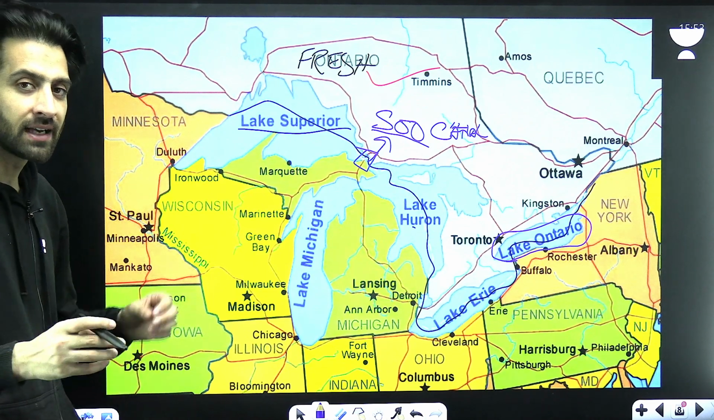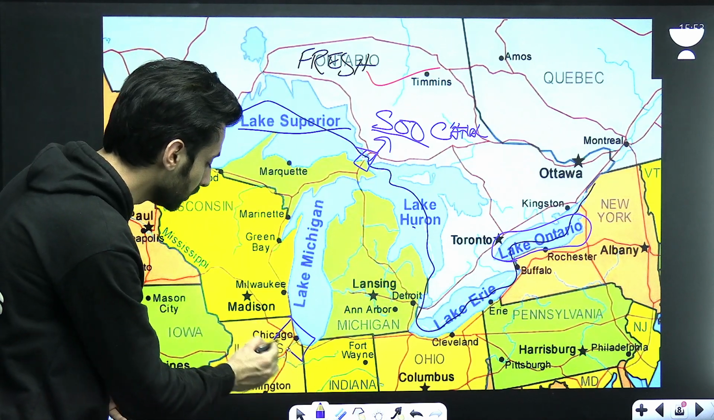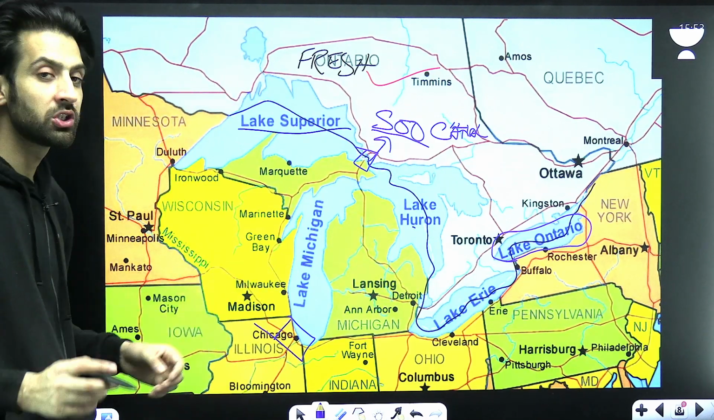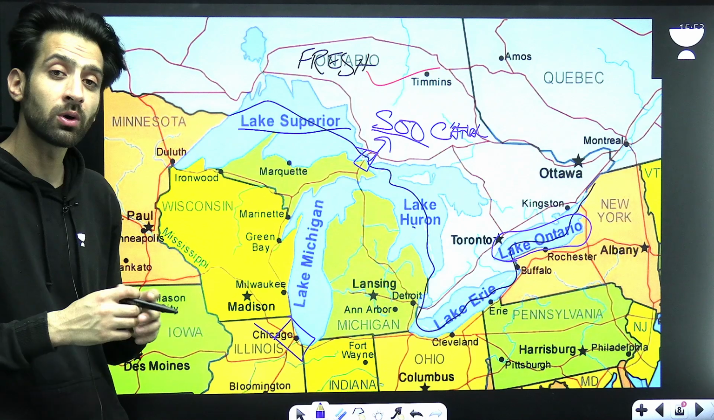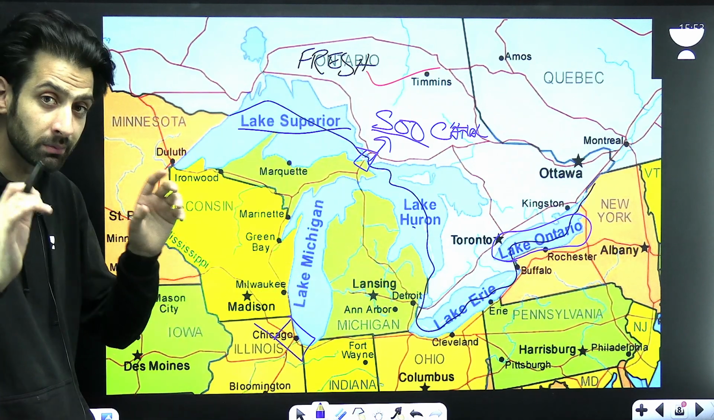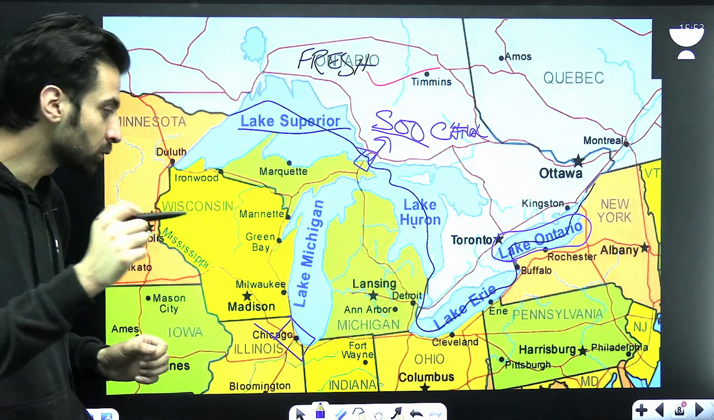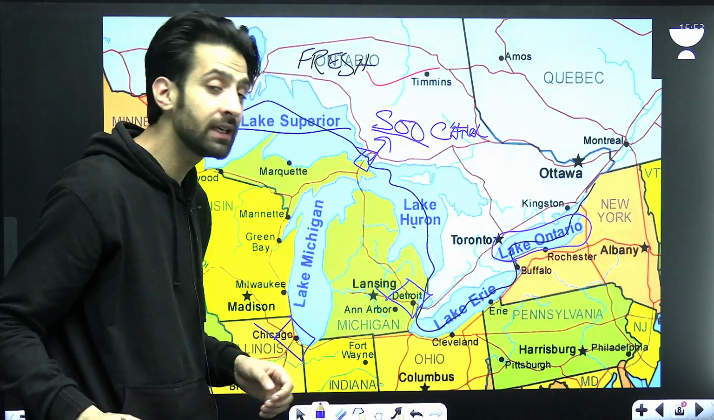Some important things that you need to know about this is there is a city named as Chicago that is located along Lake Michigan. Chicago is a very important city, as I already mentioned when we were doing the political map of United States. This is Chicago city and it's located on Lake Michigan, number 1. And number 2, a very important city is Detroit city, that is located along Lake Erie.